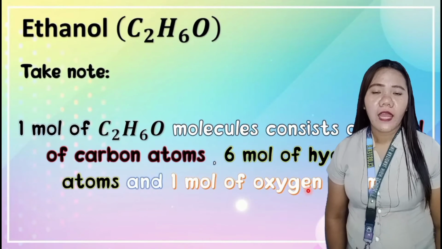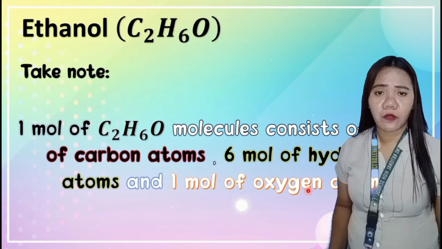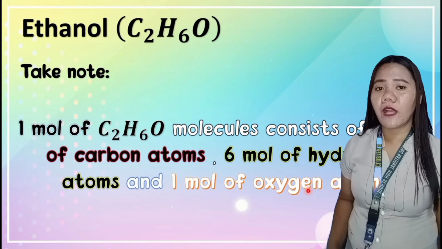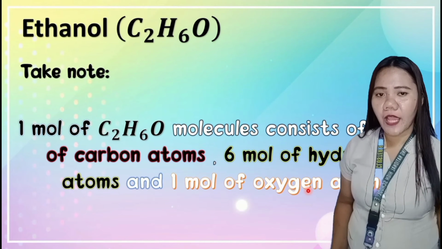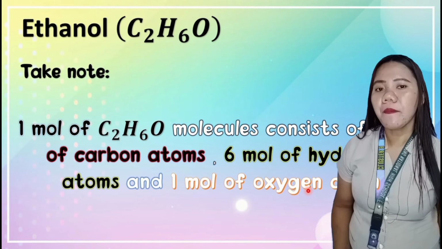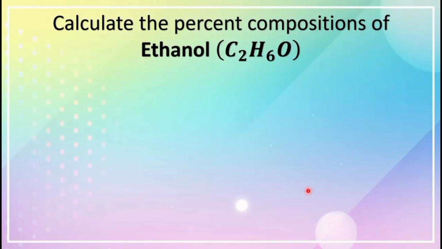Take note, in the ethanol chemical formula, we have 2 atoms or 2 moles of carbon, 6 moles of hydrogen, and 1 mole of oxygen. Now, let us calculate the percentage composition of ethanol, C2H6O. Step 1. Determine the molar mass.